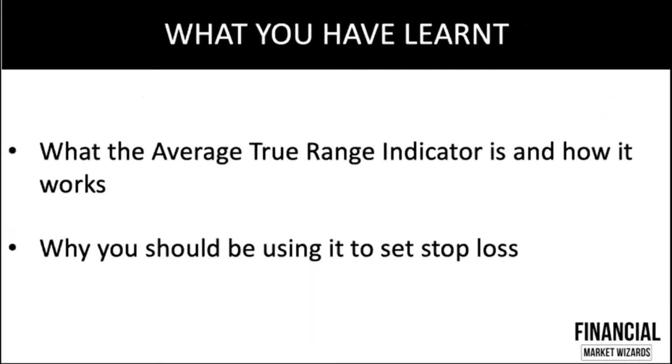Okay, just a summary of what you have learned. We talked about what the average true range indicator is. It's the average range, and how it works: we just take the past X amount of candles and calculate the average range. We also talked about why you should be using it to set stop loss and also take profit. So if you're not using it, please go check this indicator out. It doesn't give you direction, but it can help your trading so much.